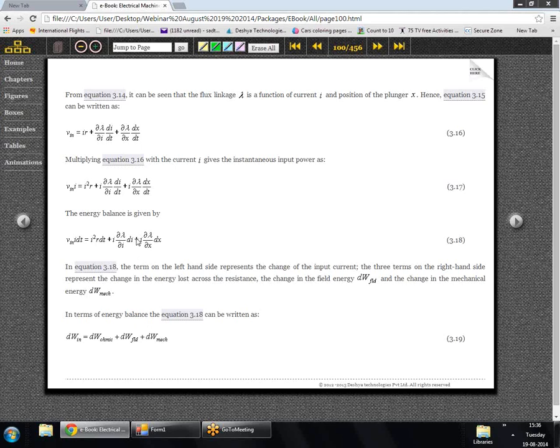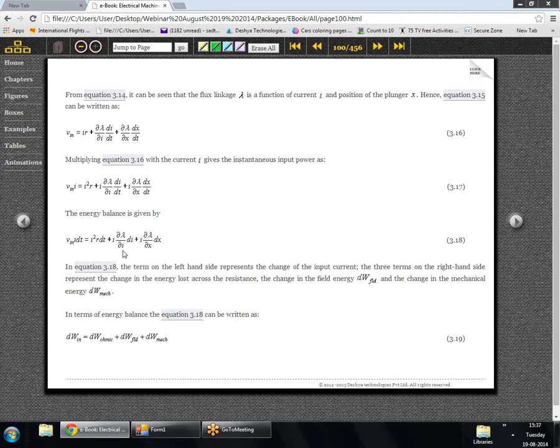So if you see here, the last term in equation 3.18 represents a mechanical motion, because here x displacement is involved, whereas the second term or the middle term in equation 3.18 represents the field energy, because it involves just flux linkage lambda and current I. So it does not involve anything else. These are all magnetic and electrical quantities. And the first term in equation 3.18 represents purely the ohmic loss. So the first term in equation 3.18 on the right hand side is a purely electrical quantity, the ohmic loss.